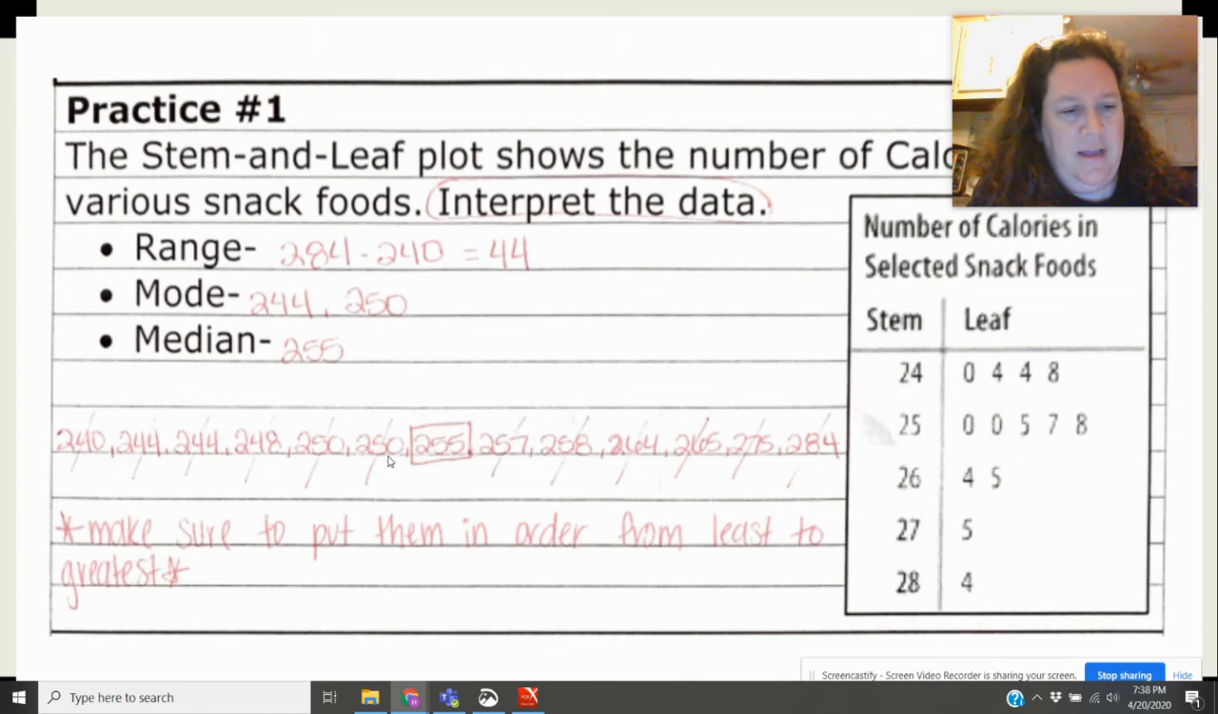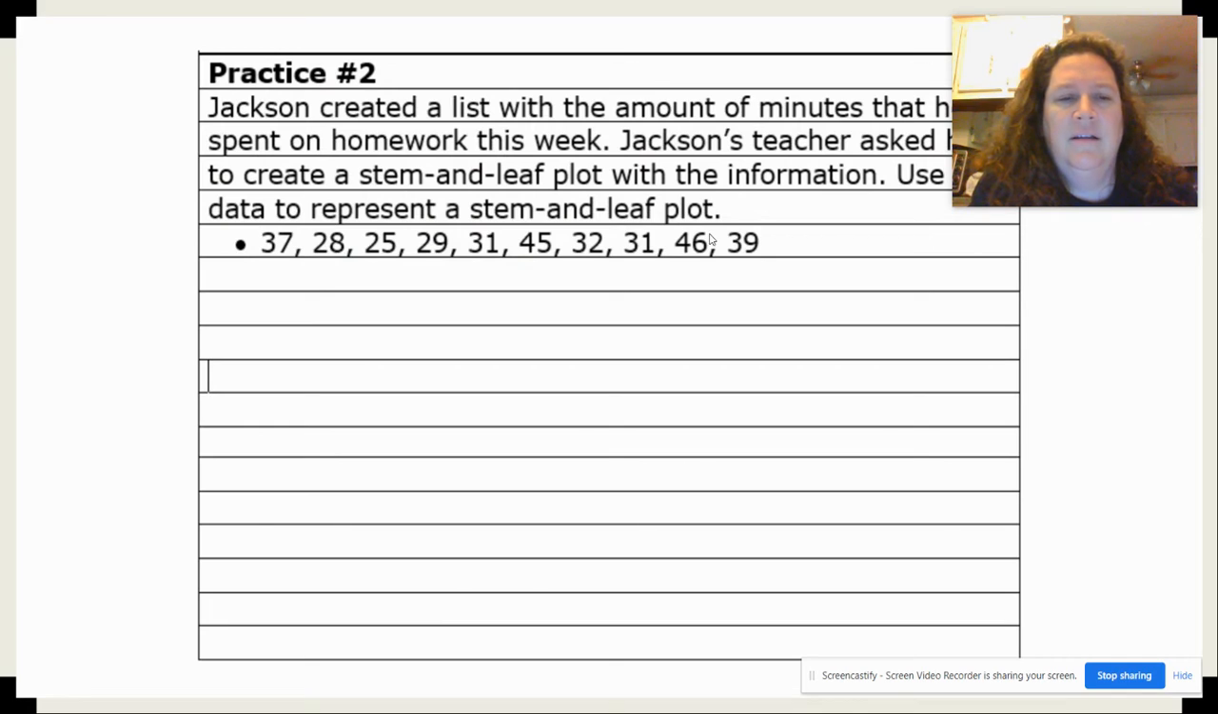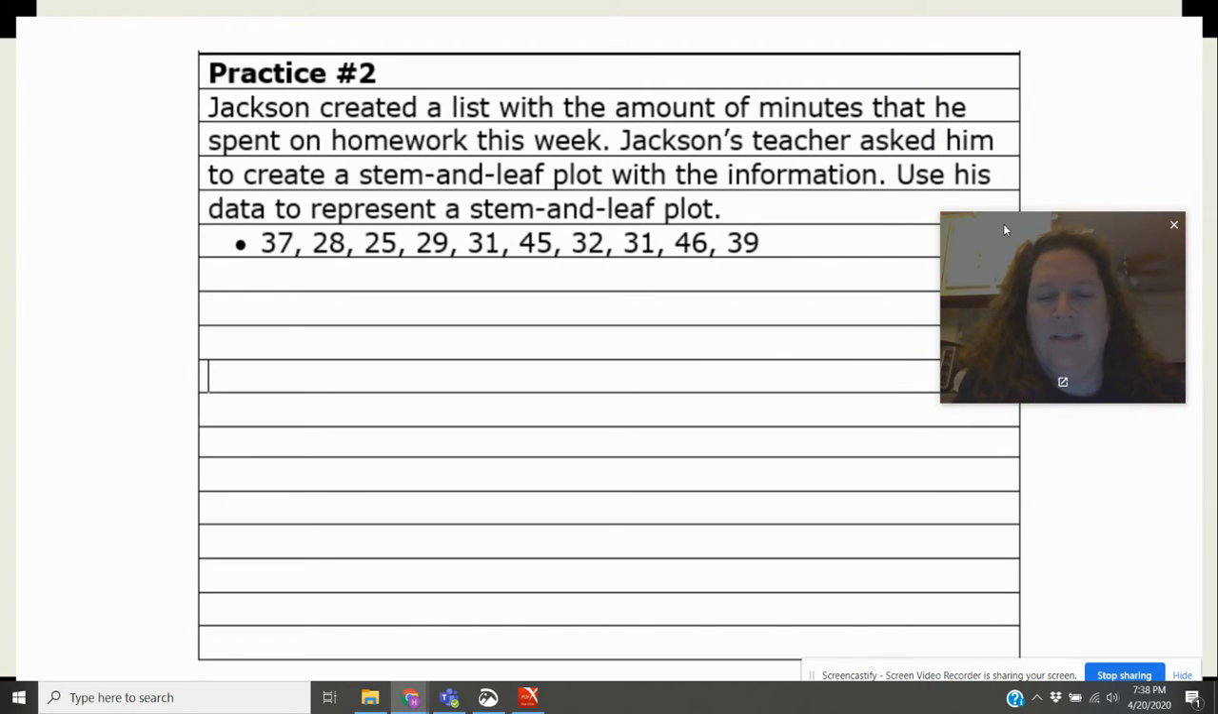Median is the middle, okay? So we cross them off and we find that 255 is in the middle. We write them in order from least to greatest, making sure we have the right order. And it says make sure you put them in order from least to greatest. All right. Remember to always pause the video to catch up with your writing if you need to. That's not a problem.